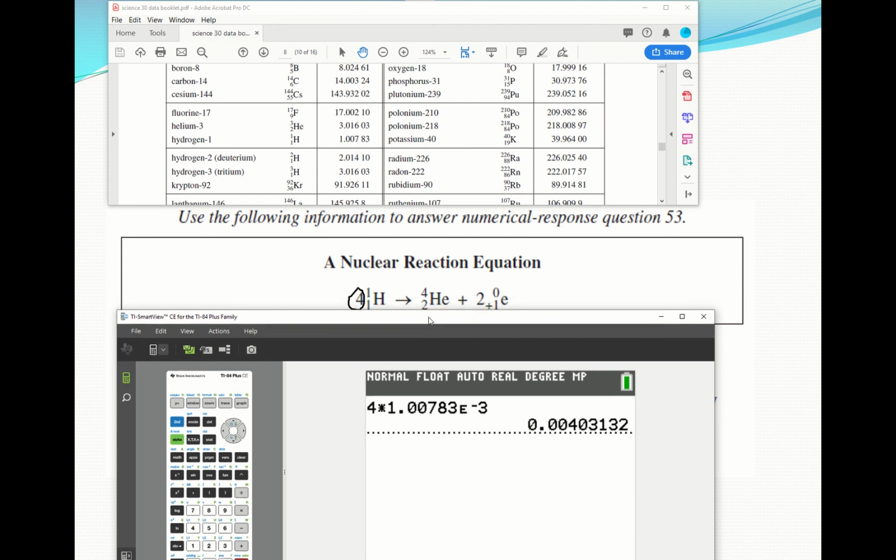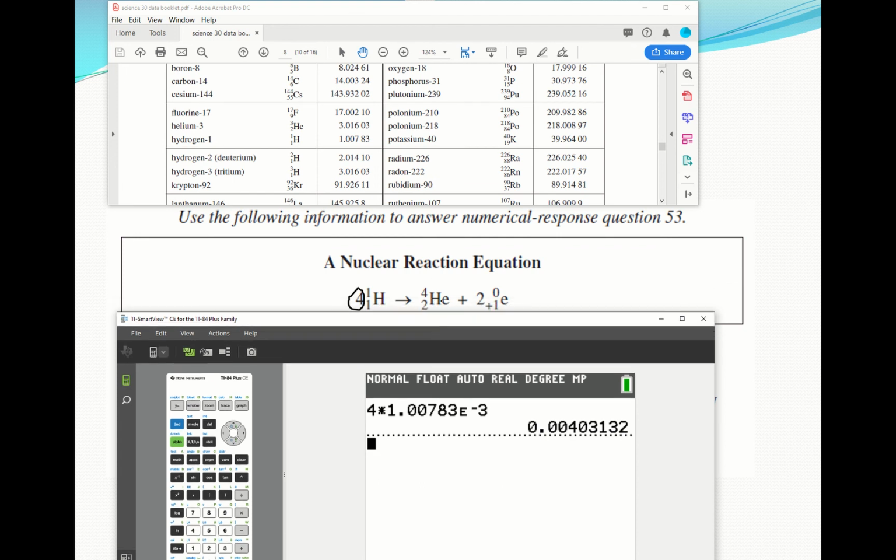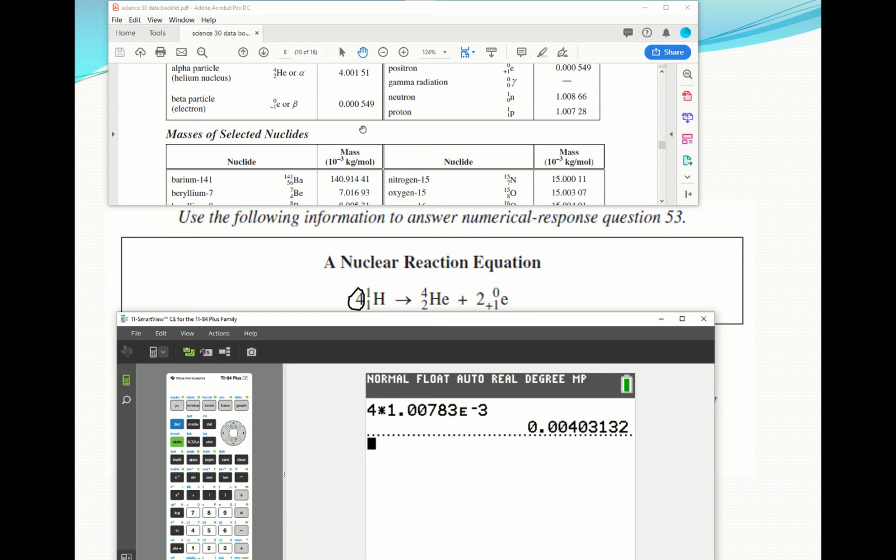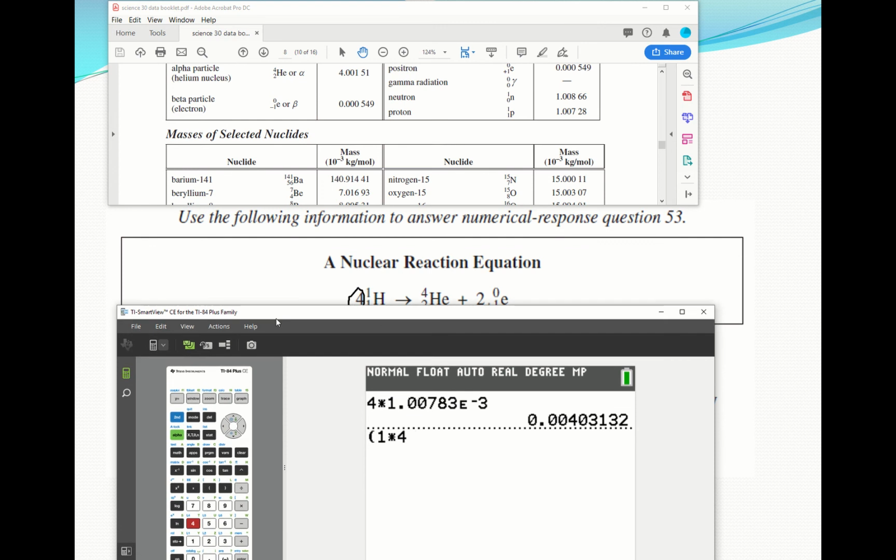There's 4 of them. And then we have a helium nucleus, which is an alpha particle. So that's the mass up here. And I only have 1 of them. So I'll go 1 times 4.00151 times 10 to the negative 3. And I'll add it to this.